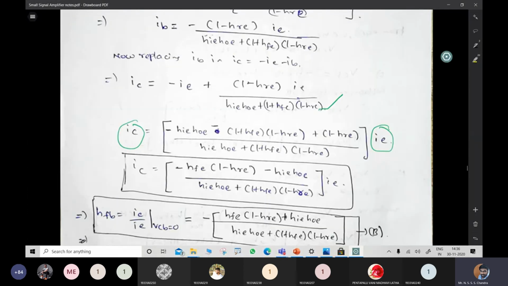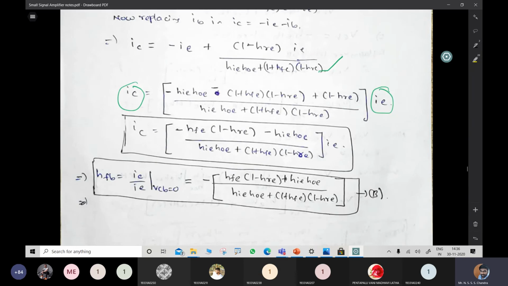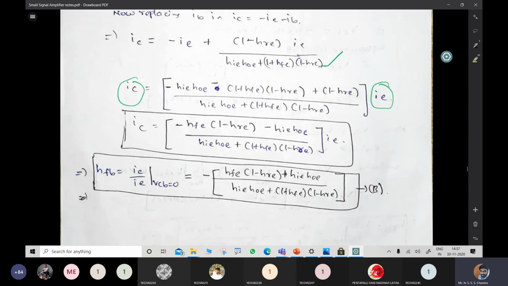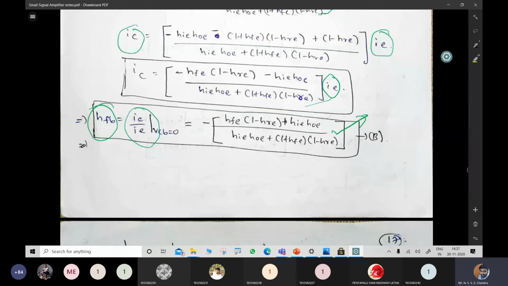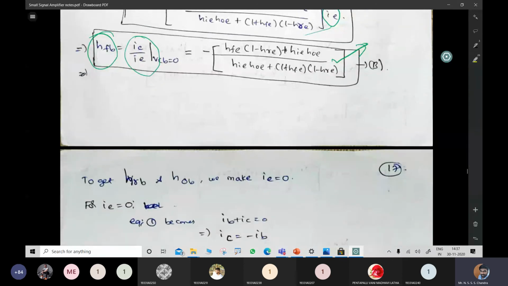So just by replacing these equations again and again, we are going to get a relationship between IC and IE. Now if you bring this IE to the left hand side, it will become IC by IE, and then you are getting the relationship. This ratio is nothing but your HFB value. It's a lengthy term, but you need to remember this from an exam point of view. Otherwise, if you have enough time, you can derive this even during the examination. But if you have to solve the numericals, you may have to remember the relationship.